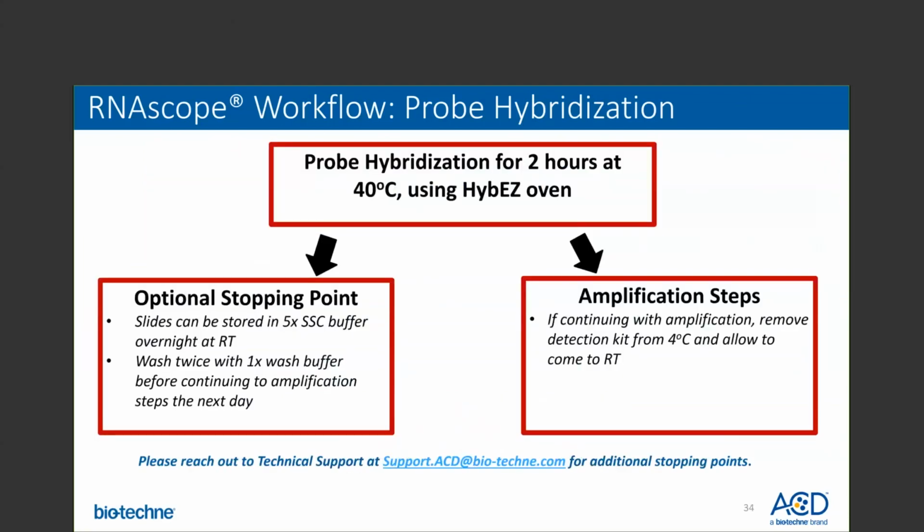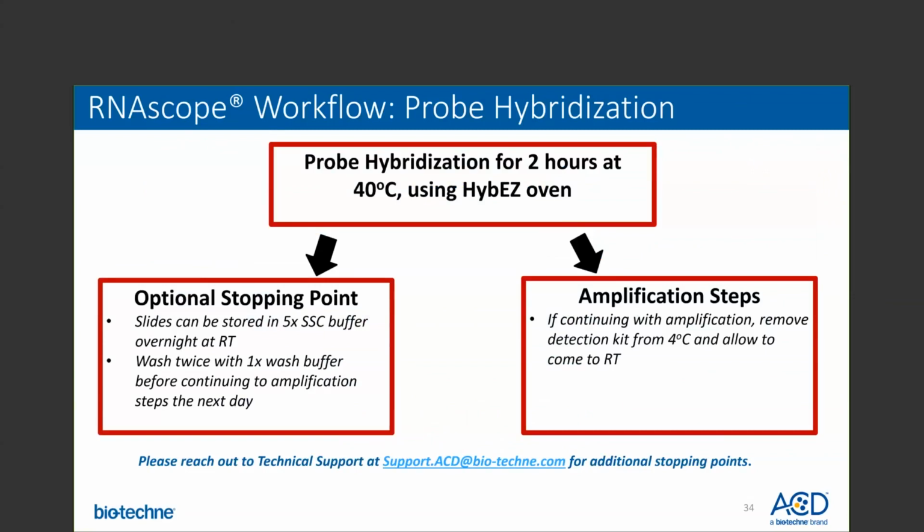For all of our RNAscope and BaseScope assays, probe hybridization will be carried out at 40C using a HybEZ oven for 2 hours. Following probe hybridization, there are two options. There is an optional stopping point after hybridization, so the assay can be broken up into 2 days.